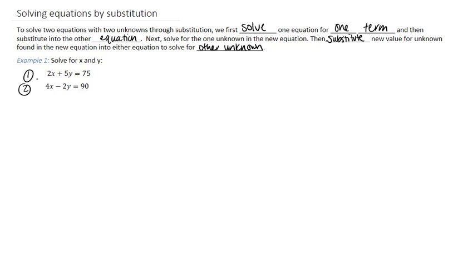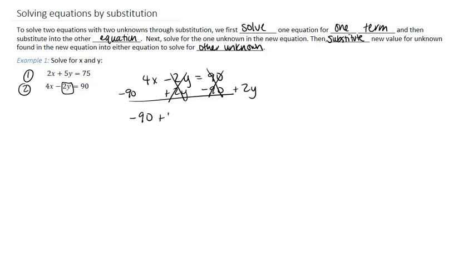So for this, what we're going to do is solve for either x or y in either equation. So let's go ahead and just say we're going to solve for y in the second equation. How you would do that is you would take 4x minus 2y is equal to 90. Now what we can do is go minus 90 on both sides, and then add 2y to both sides so we get y by itself. This crosses out, this crosses out. So when we have this, we have minus 90 plus 4x, which is equal to 2y.